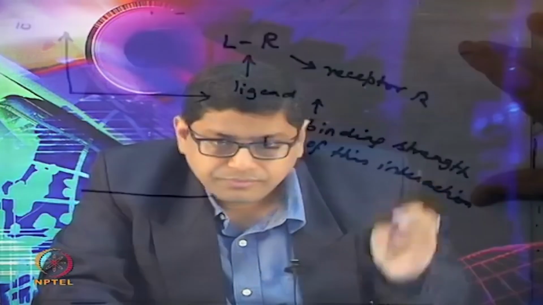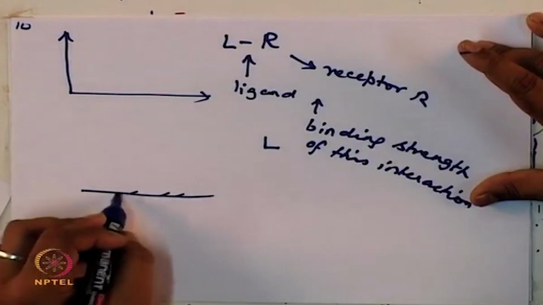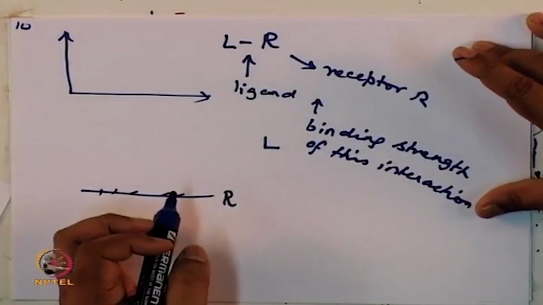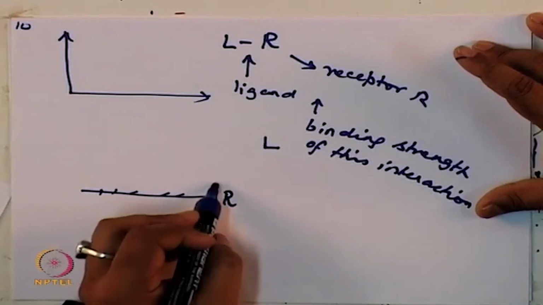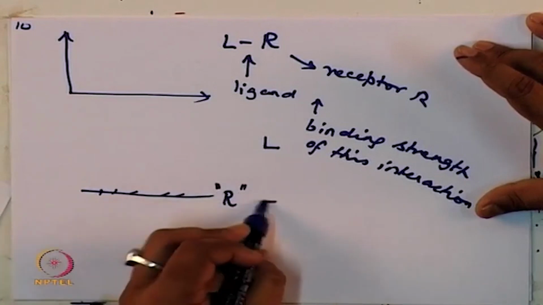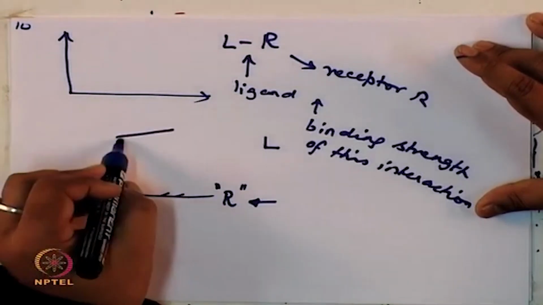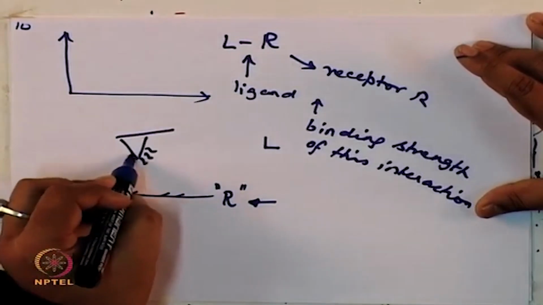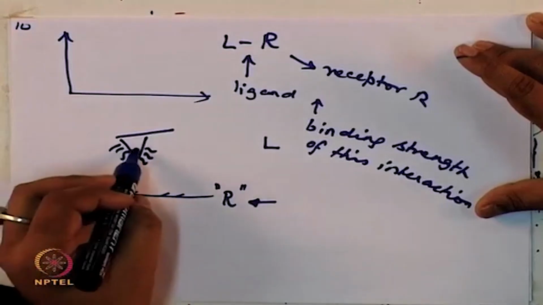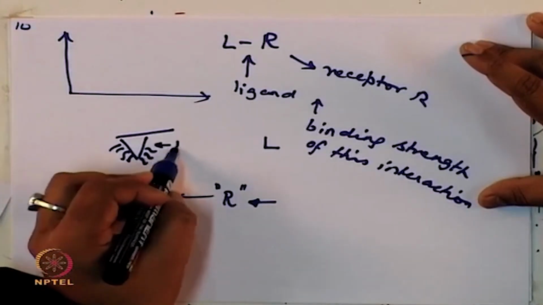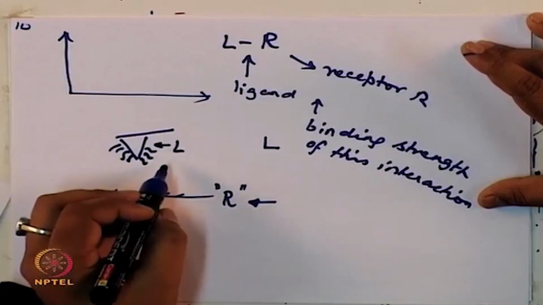So, what you do is let us say you take a surface and you put down known concentrations of your receptor R. Okay. You put known concentration of R, okay, and then you take a tip and you functionalize this AFM tip with your protein L, okay, and you vary the concentration of L.